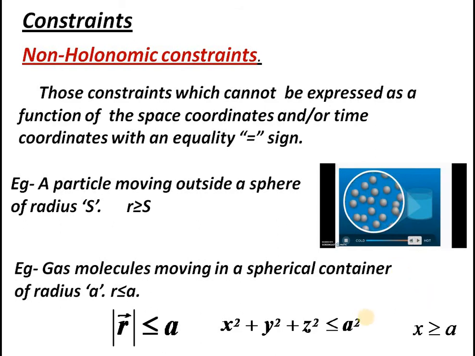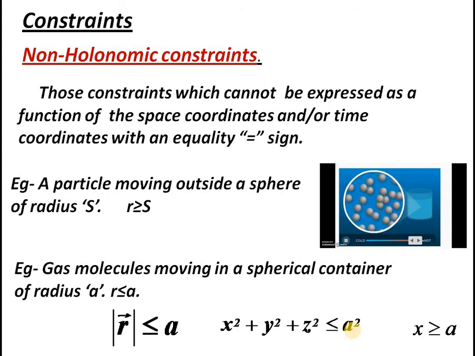If you discuss in terms of the Cartesian coordinate system, you can write it as x squared plus y squared plus z squared, always less than or equal to a squared. So when the inequality sign comes, you cannot solve this equation for z. It's a problem. So z may be either equal to or less than, and the solution is not possible. Or you can also say that sometimes this constraint can be expressed in terms of a differential equation also.